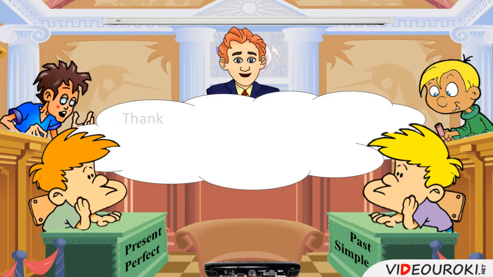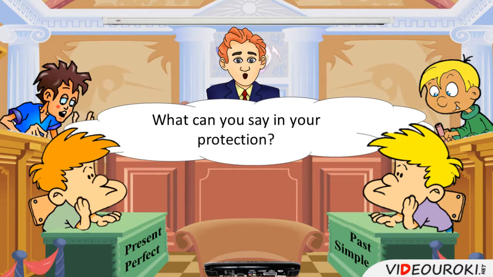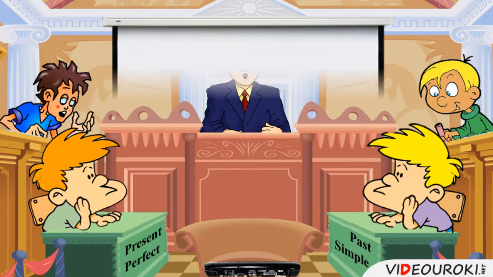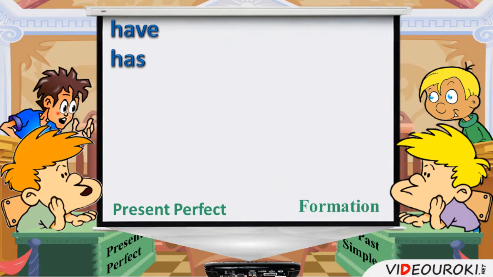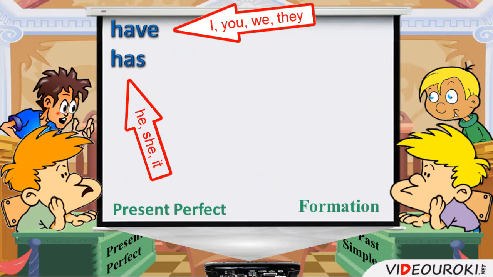Now, we'll listen to the present perfect tense. What can you say in your protection? To build my tense, you have to use the auxiliary verb have in the needed form. If the subject is he, she, it, it means third person singular, we use has. In all other cases, we use have, and the main verb in its third form, past participle form.